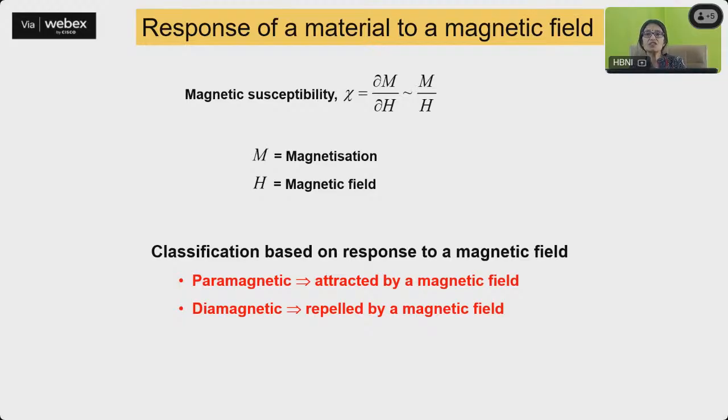So what is the classification based on response to a magnetic field? It can be paramagnetic, so it is attracted by the magnetic field, or it can be diamagnetic, where it is kind of repelled by the magnetic field.